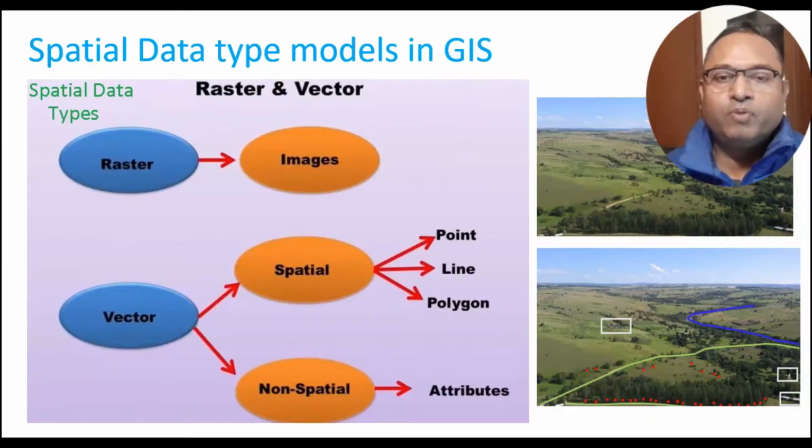For example, the point feature is used to represent trees, street poles, and similar kinds of objects on earth. The lines are used to represent roads, rivers, and similar kinds of objects on earth. Polygons are used to represent structures, buildings, boundaries, or similar things which have some closed loop.